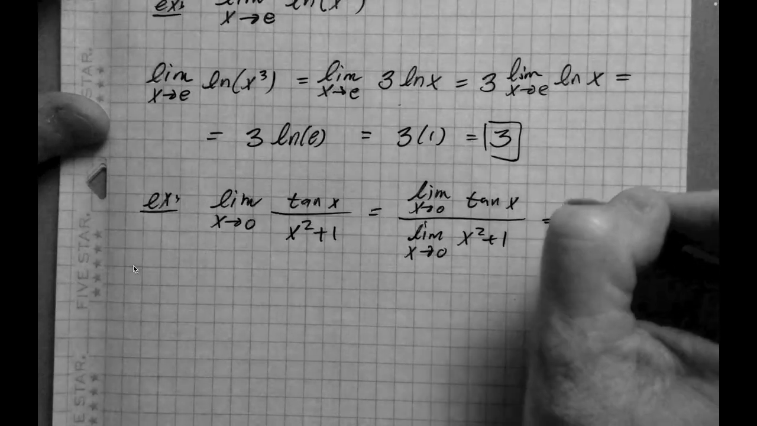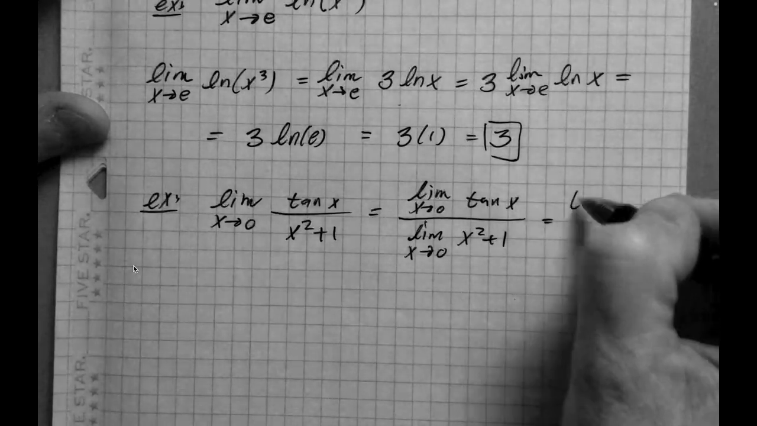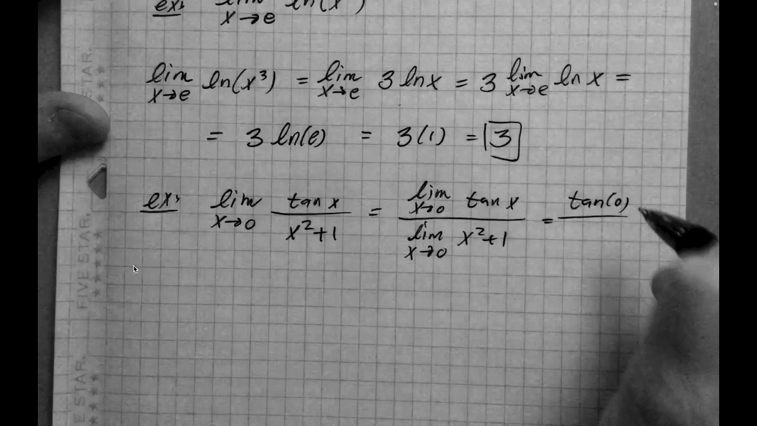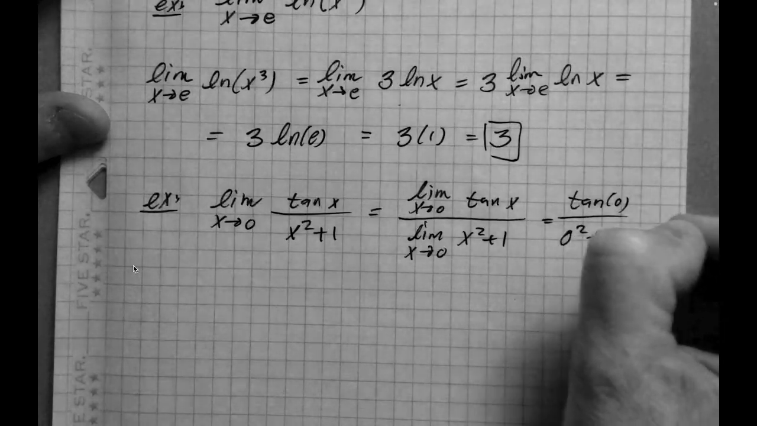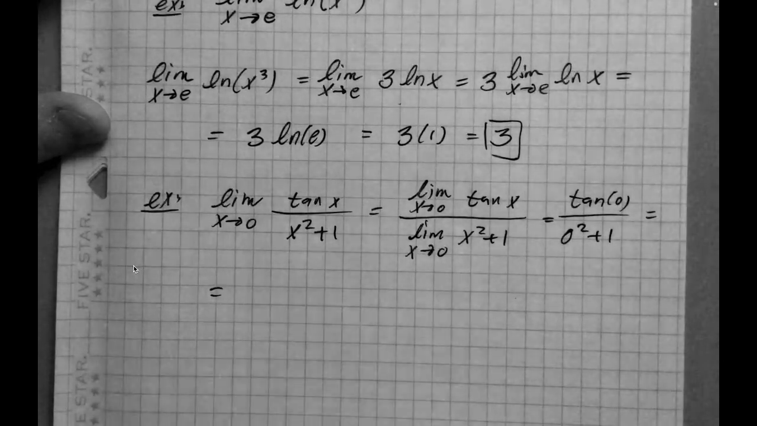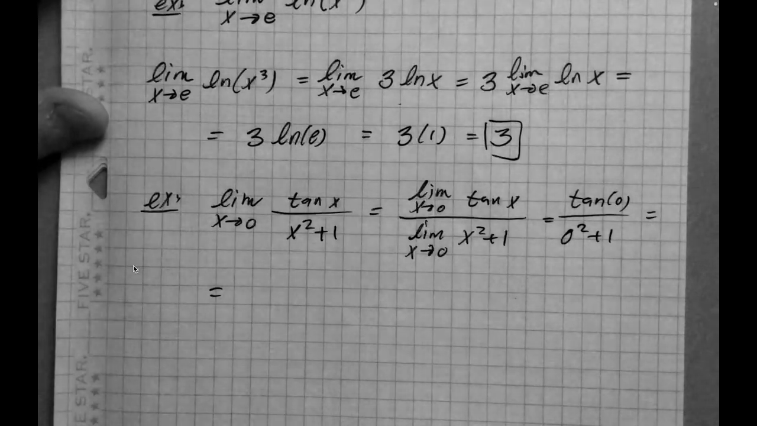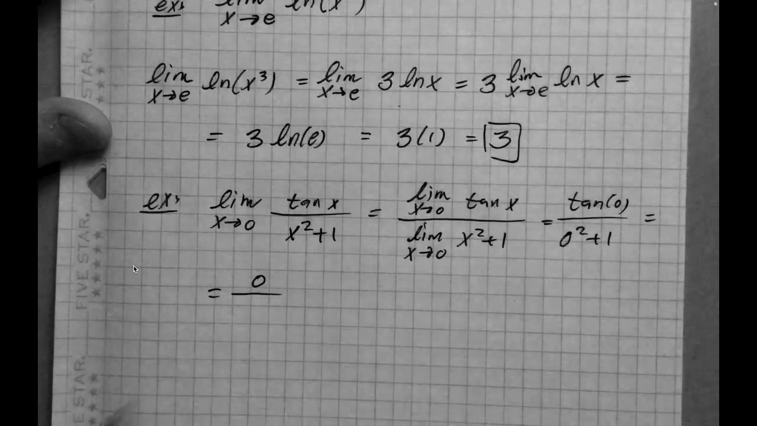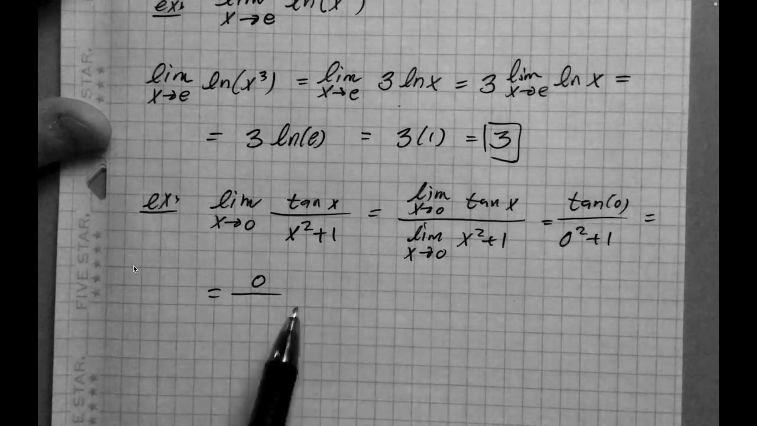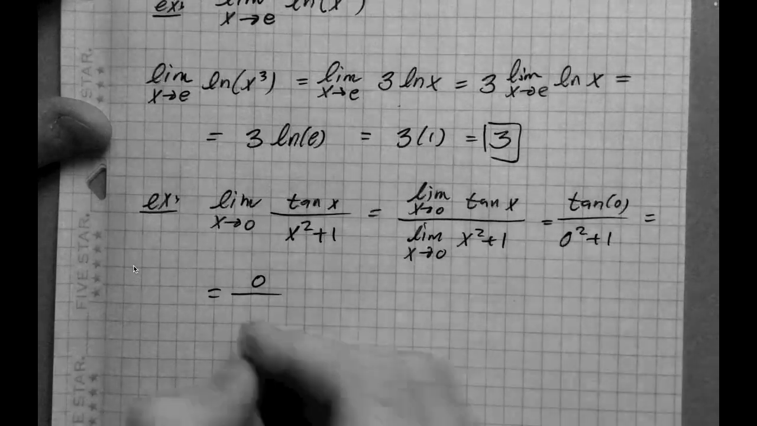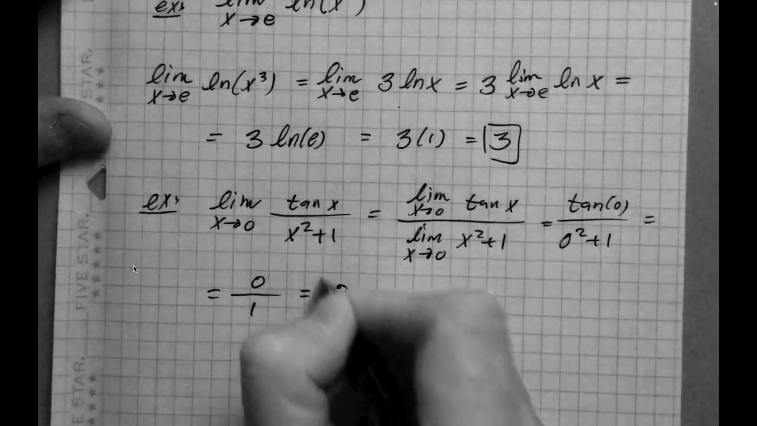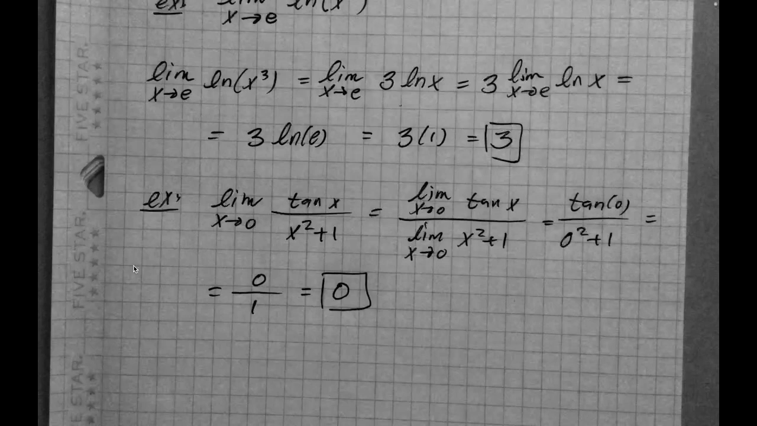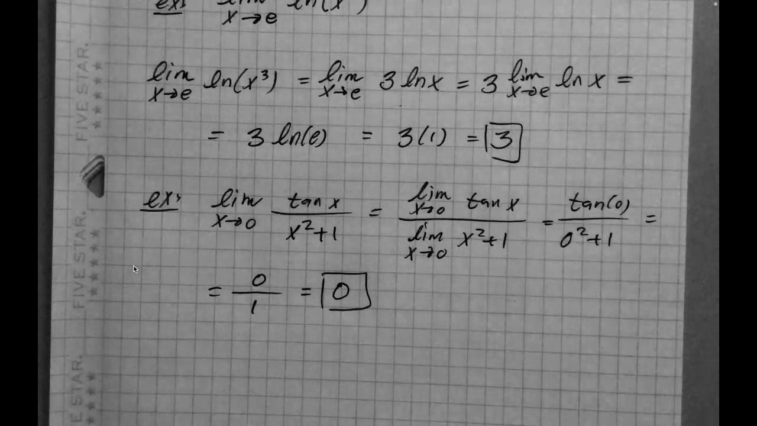And so what do we get? Well, we can evaluate these separately. We get tangent of 0 divided by 0 squared plus 1. And the tangent of 0, that's going to be 0, since it's sine over cos. And this would be, of course, 1. So we get 0 is the limit of this function as x goes to the value of 0. All right, very good.